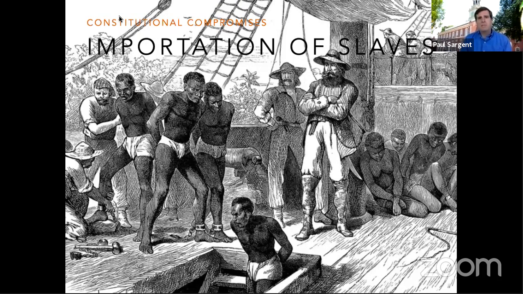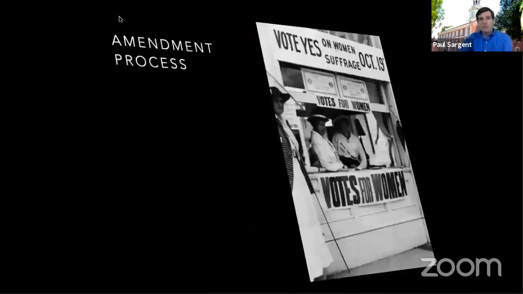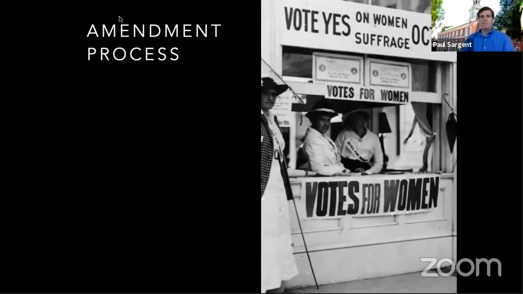And so what they put in there was that the slave importation could not be stopped by Congress within or for 20 years is what they said. And then almost immediately when that 20-year deadline came up, the international slave trade was outlawed. Again, a compromise. So all of these compromises came together.